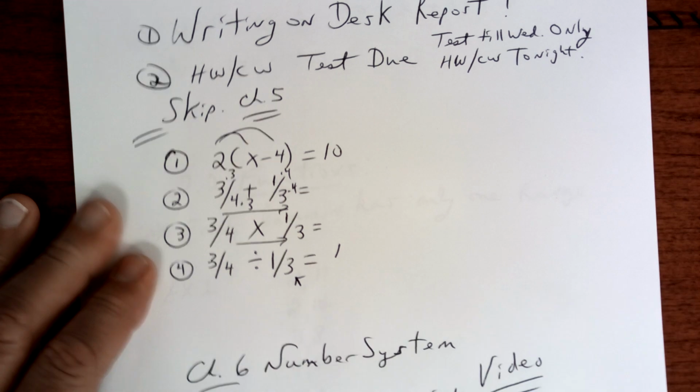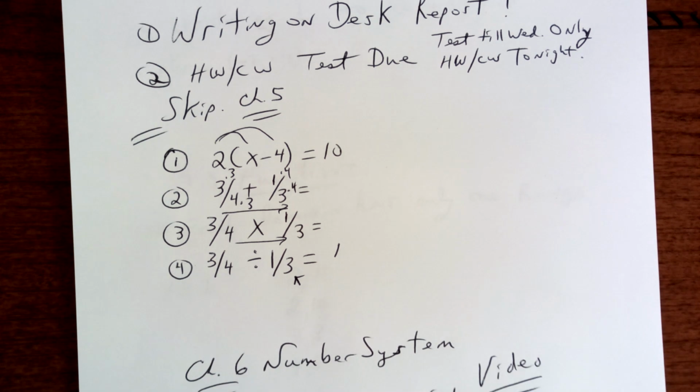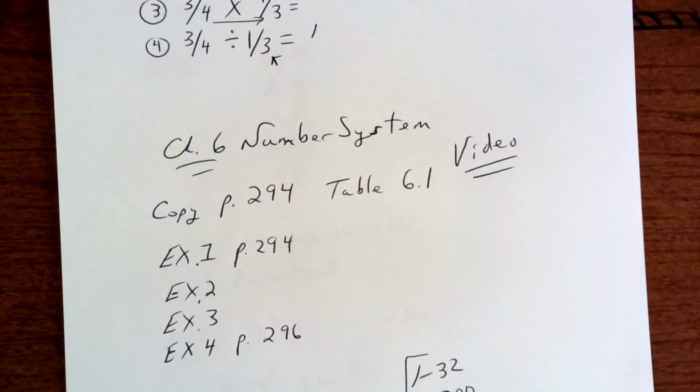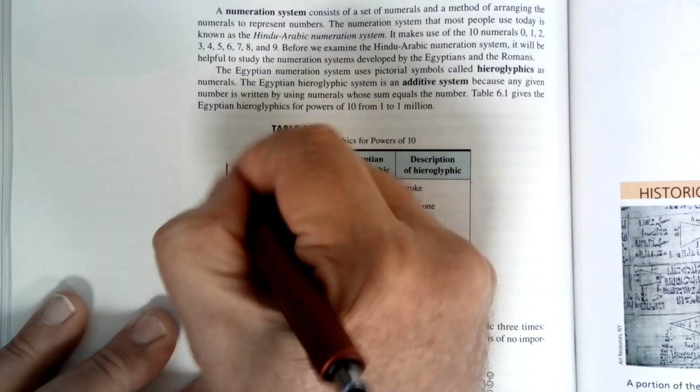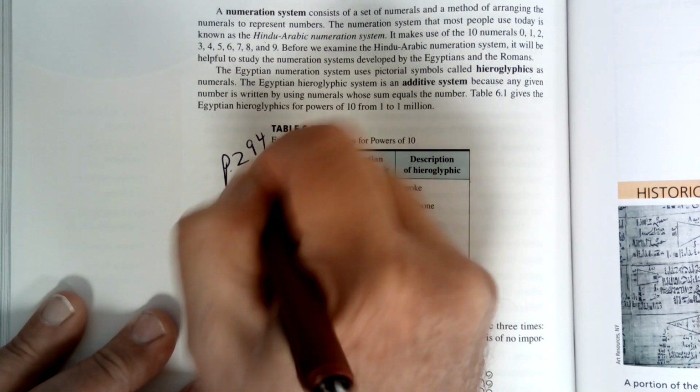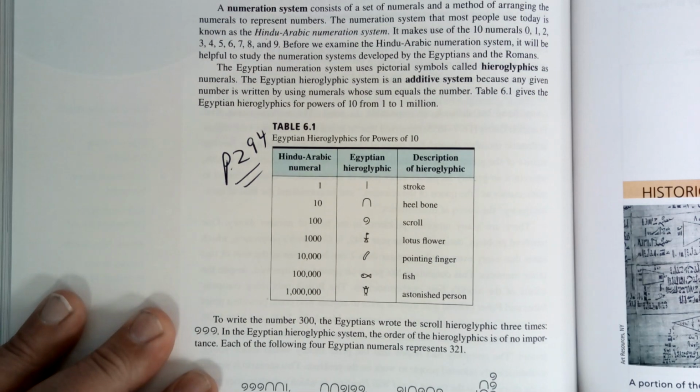All right, let's go to this right here. We're going on to chapter 6, the number system. Go to page 294 and copy that table. So let's take a look. Page 294. Copy this table right here. Okay, it's in your book.